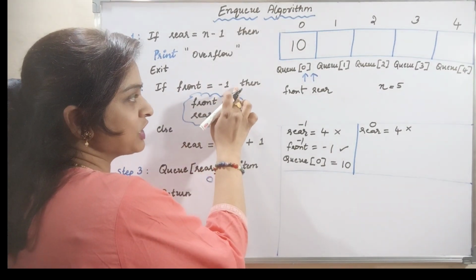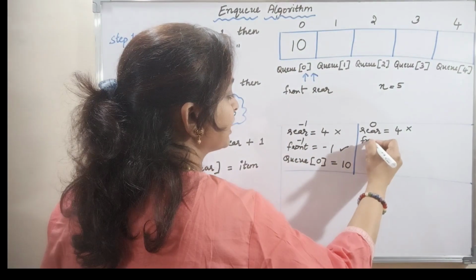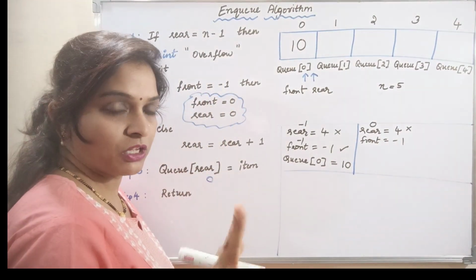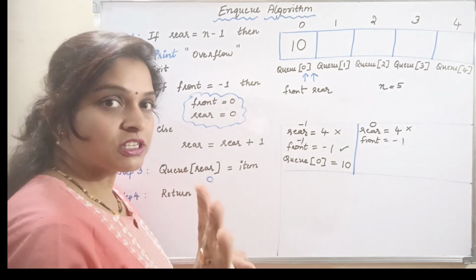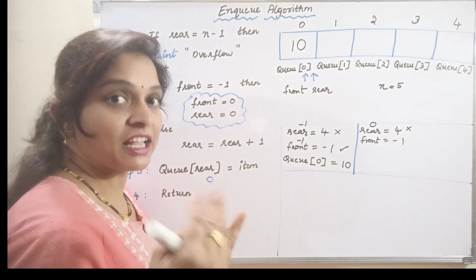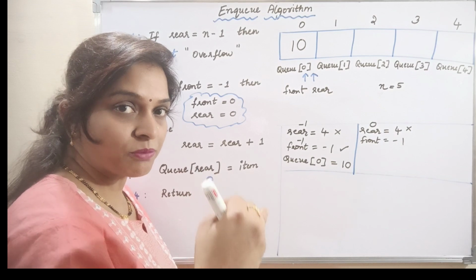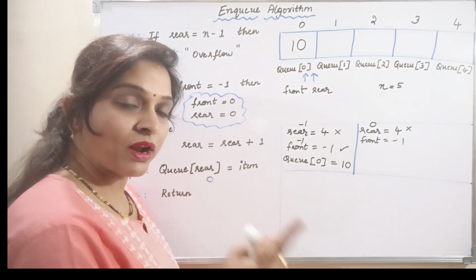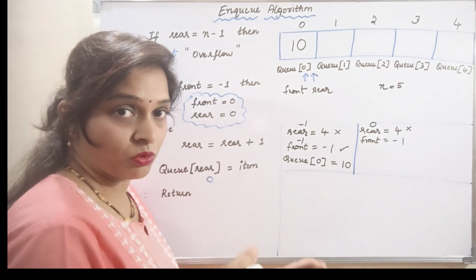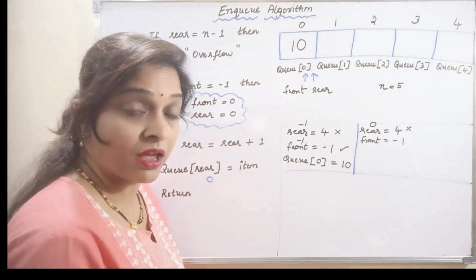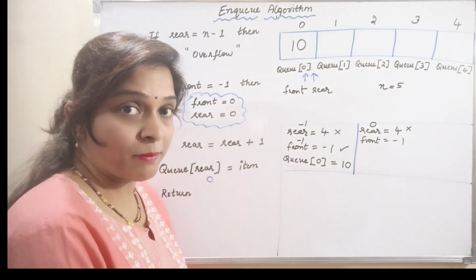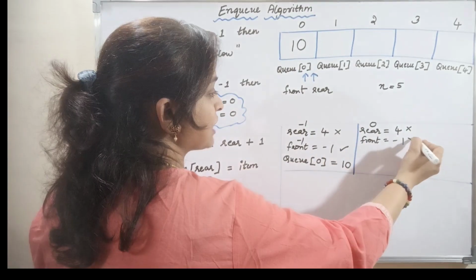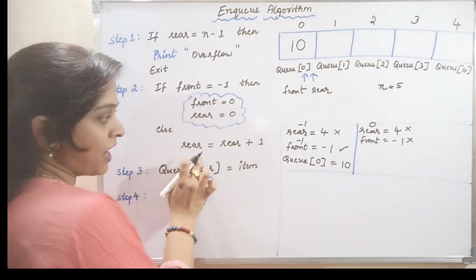Is front equal to -1? Again, I need to check. No. We have already filled one item, so it is not the first item that I am inserting. It is the next item. When I enter from the rear end of the queue, if one person is already standing, can I stand in that same position? No. I have to stand in the next position. That's what I have to do here with respect to the memory. So front equal to -1? No. Condition not satisfied. Come to the else part.